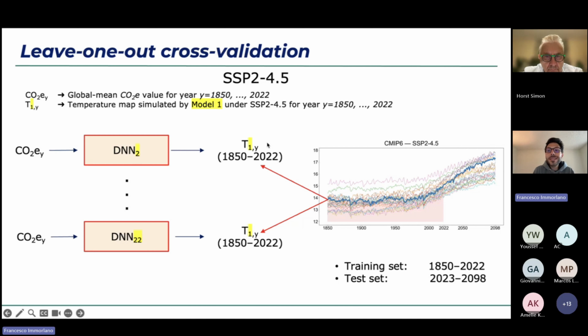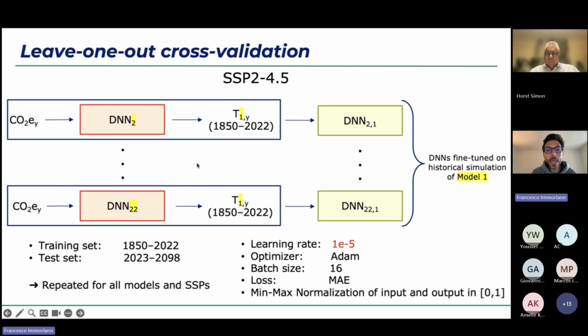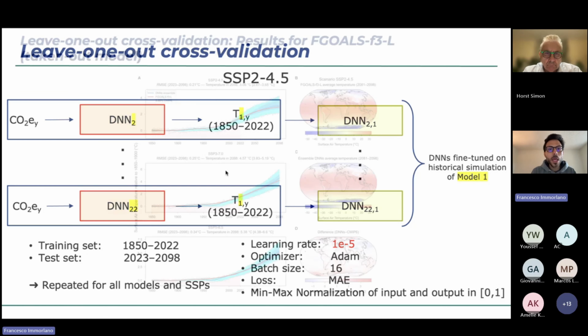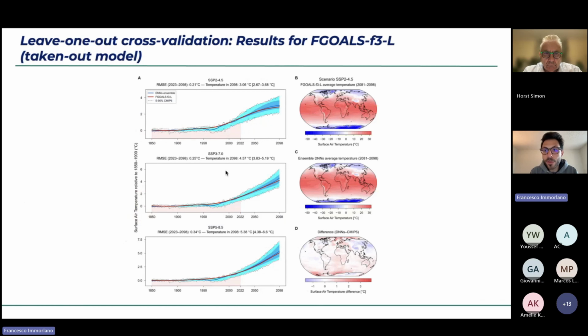The idea is that the DNNs capture the temperature patterns simulated by model 1 during the historical period and exploit this information combined with the previous knowledge to project consistent temperatures in the future. These are the hyperparameters, and we use a learning rate that is lower than the pre-training phase to avoid losing the information. And again, this process is repeated, taking out all models in all the scenarios. This is the result after our fine-tuning for just one model that was taken out. And of course, there are the other results for the other models.